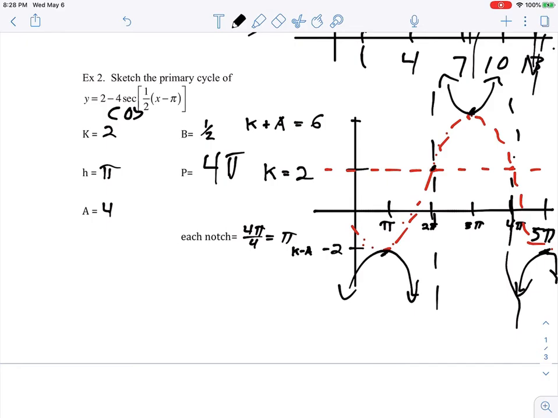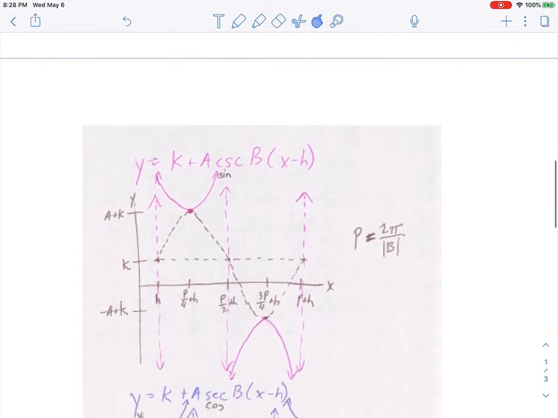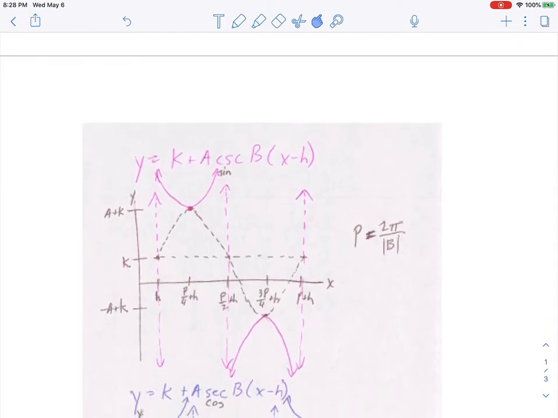Okay, pretty straightforward. If you get comfortable and understand what you're doing here, they're all going to look like this, right? Take a look at that. Boom. Where do you draw your asymptotes? Where it hits K. Boom, asymptotes, asymptotes, asymptotes. Highlight the top, flip it up, highlight the bottom, flip it down.